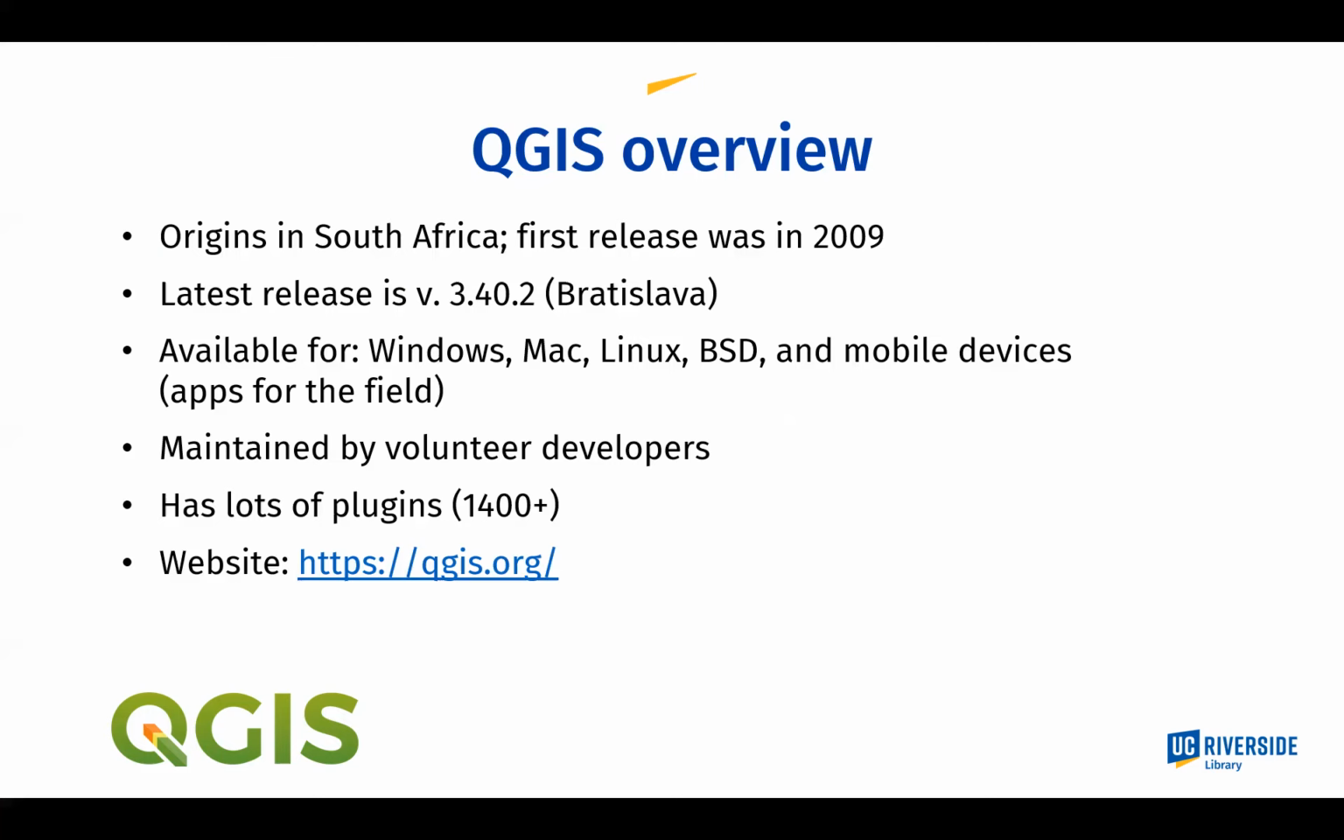Like I said, it's available for Windows, Mac, Linux, BSD, and also mobile devices, which are their apps for the field, for field work. It's maintained by volunteer developers, like I said. It has a lot of plugins, more than 1,400. Every time I give this workshop, that number just creeps up dramatically. So yeah, we've got lots of extra functionality that we could add to our instance of QGIS if we wanted to. And then I've given the link there to the website.